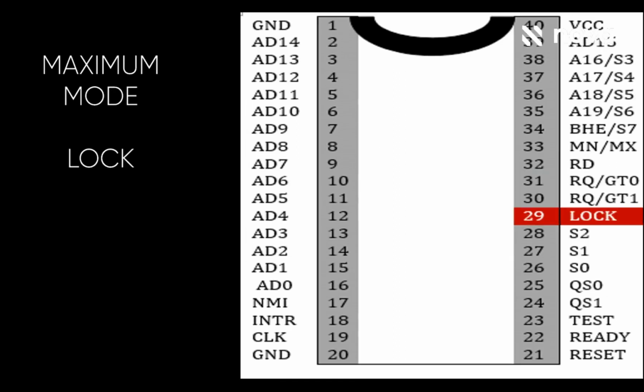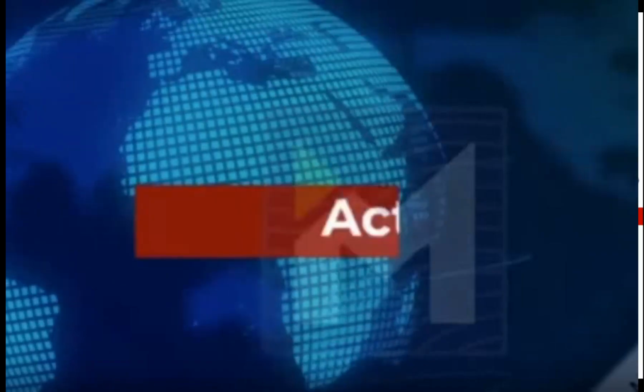LOCK, an output signal activated by the LOCK prefix instruction, remains active until the completion of the instruction prefixed by LOCK. The 8086 outputs low on the LOCK pin while executing an instruction prefixed by LOCK to prevent other bus masters from gaining control of the system bus.